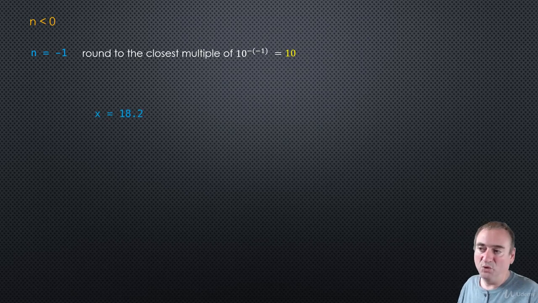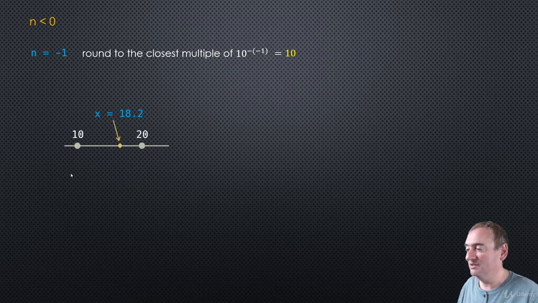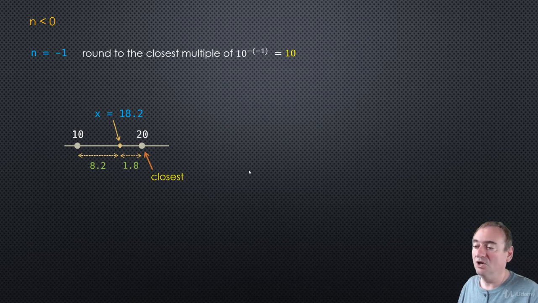So let's take a look at 18.2, and we're going to want to round to the closest multiple of 10. So again, on a number line, what are the two contenders? 10 and 20, right? These are both multiples of 10, and 18.2 sits right between them. Again, we have to look at the closest one. So we look at the distances, and we find that 20 is the closest. So round of 18.2, negative 1 will return 20. Right? It's the closest number. And you can work with higher values of n in the negative direction as well.